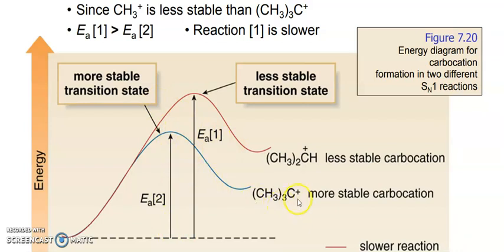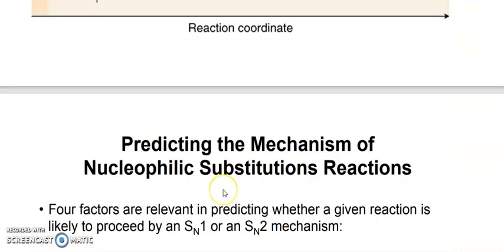So the trimethyl carbocation is more stable, meaning the 3 degree carbocation is a more stable carbocation than the less stable one. So there is a less stable transition state and a more stable transition state. Why? The energy of E2 is less with respect to E1.